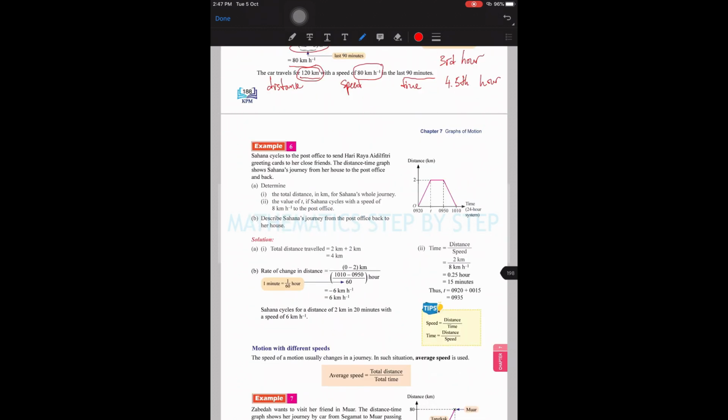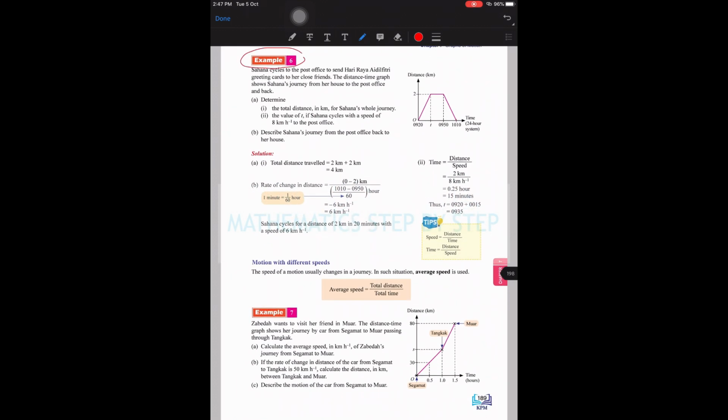So let's go through this example 6 together. Sahana cycles to the post office to send Hari Raya Aidilfitri greeting cards to her close friends. The distance time graph shows Sahana's journey from her house to the post office and back, okay? So determine the total distance in km for Sahana's whole journey. We can see that from Sahana's house, the origin, to the post office here is 2 km. And then from the post office back to her house, again 2 km. So in total, she traveled 4 km.